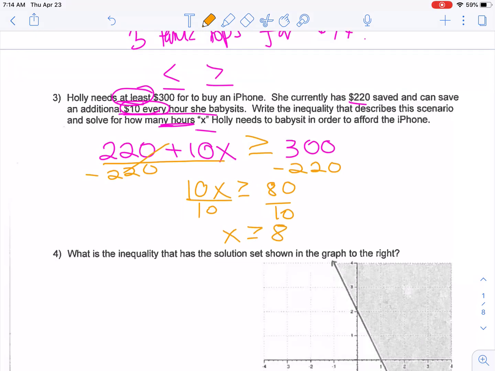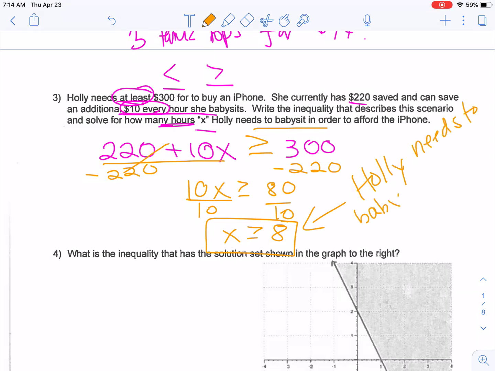So what does this mean? It says how many hours Holly needs to babysit in order to afford the iPhone. So, word problem, word answer: Holly needs to babysit at least 8 hours. Or she needs to babysit 8 or more hours. You can use these same words. That's totally fine. All right.